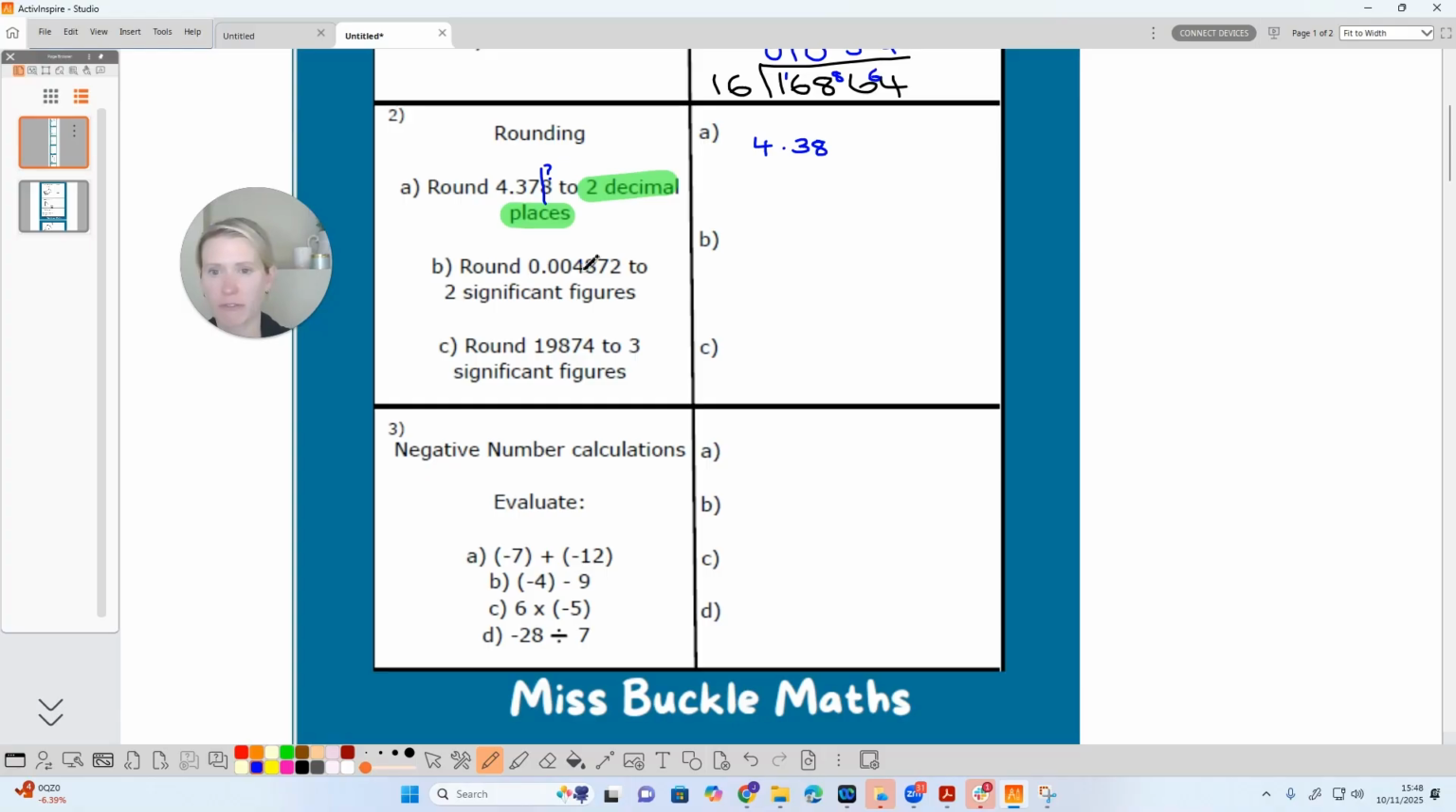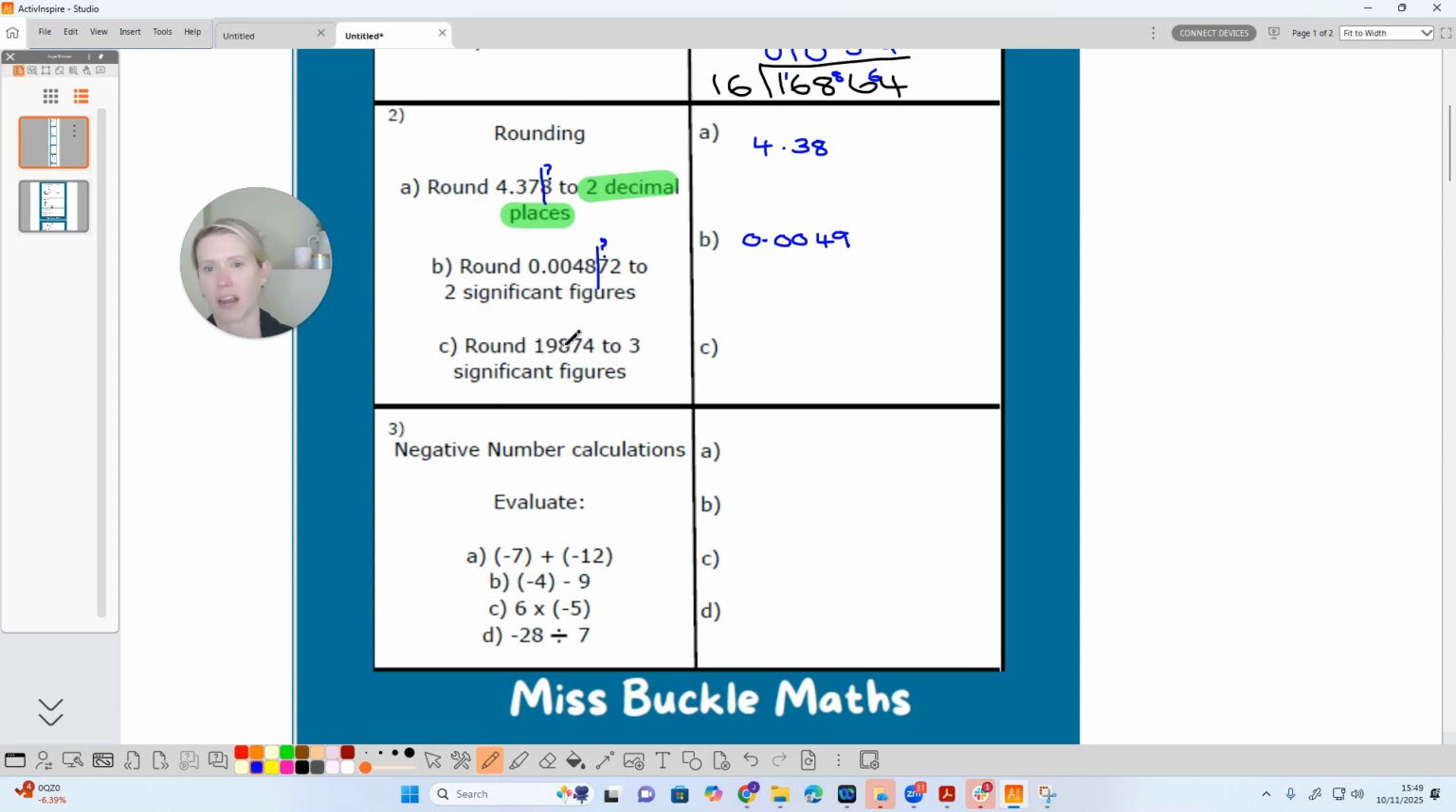So as it stands, we have 4 significant figures. We want it to 2 significant figures. So 4 is our first and 8 is our second significant figure. The 7 decides if we're rounding the 8 up or keeping it the same. Well, 5 or more, we round up the 8 and it becomes a 9. So 0.0049 is 2 significant figures.